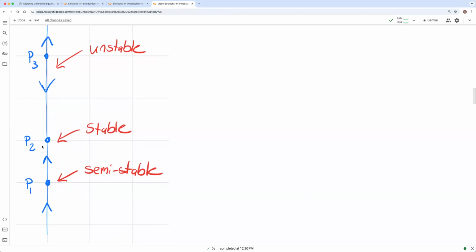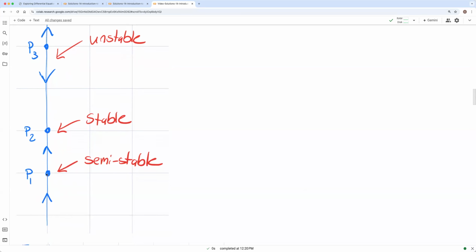P2 would be considered a stable equilibrium, because if we adjust our initial condition just a little bit and we start close to P2, anywhere close to P2, as time goes on, those solutions would get closer and closer and closer to the equilibrium at P2.